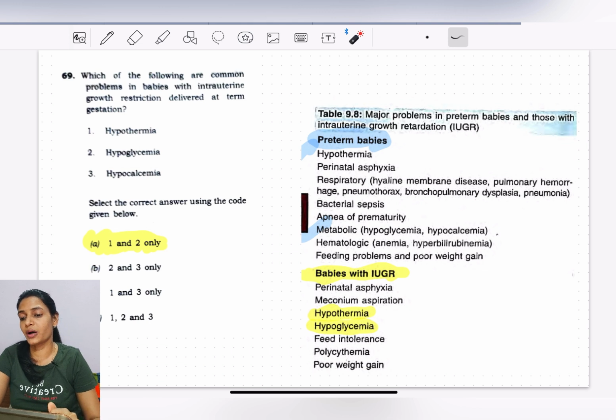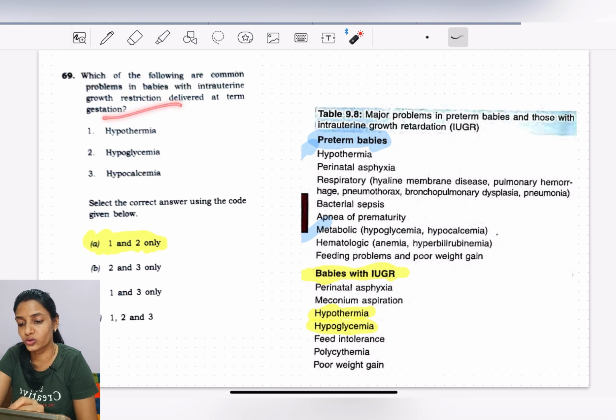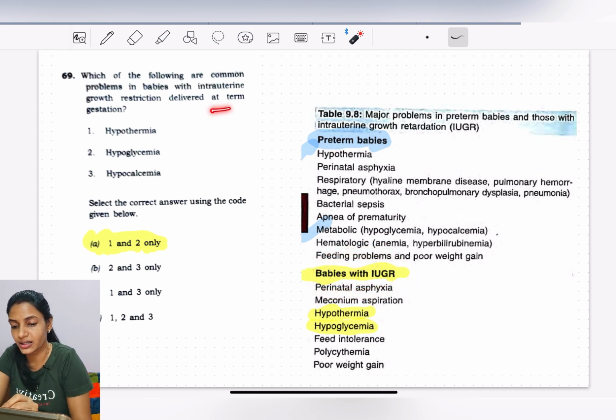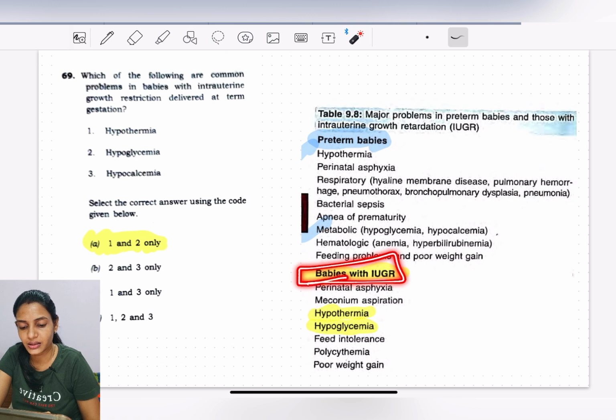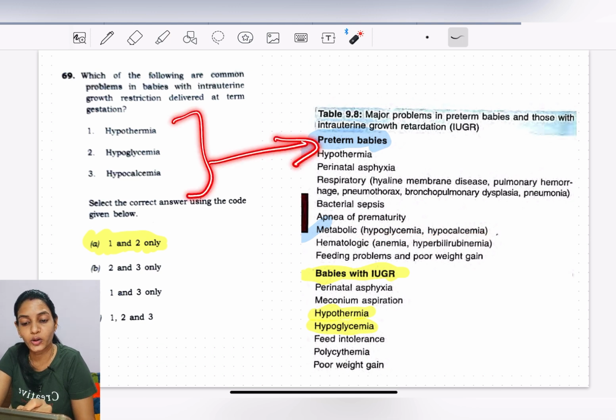Now they are talking about again a controversial question, which of the following are common problems in a baby with intrauterine growth restriction delivered at term gestation. So these are the major problems with IUGR, but they have divided the heading in terms of preterm babies and babies which are term with IUGR. So in this case they were asking about term gestation. In babies at term gestation we see hypothermia and hypoglycemia, while hypocalcemia is seen if the baby is preterm. In preterm, hypothermia, hypoglycemia, hypocalcemia, all three statements would have been true if they had talked about preterm. In this case they have talked about term, so answer is 1 and 2 only.